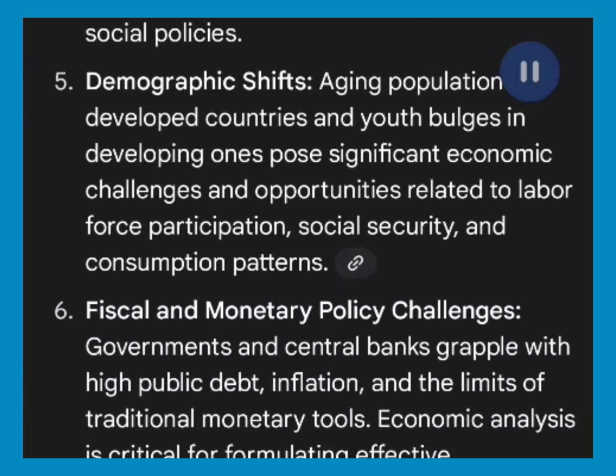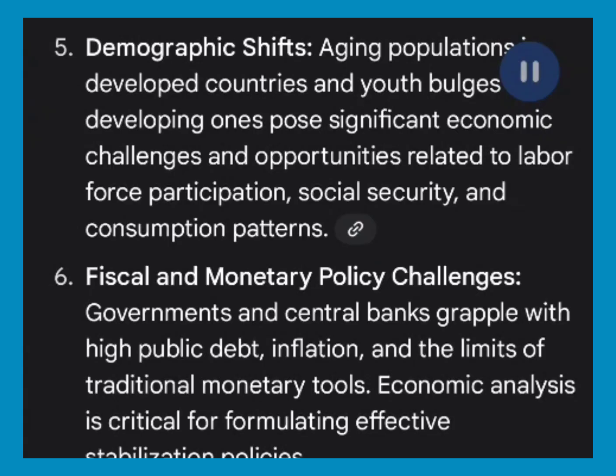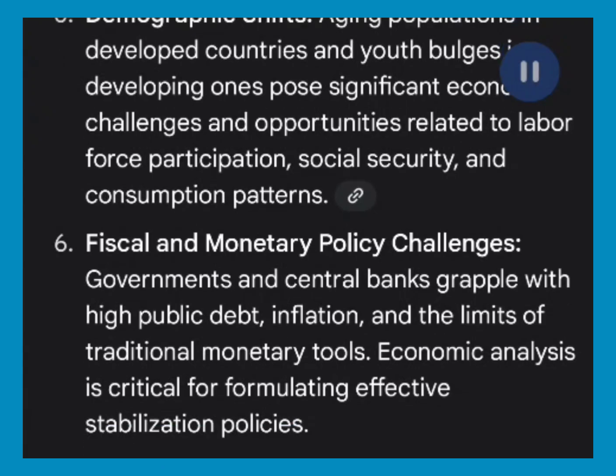5. Demographic shifts. Aging populations in developed countries and youth bulges in developing ones pose significant economic challenges and opportunities related to labor force participation, social security, and consumption patterns.